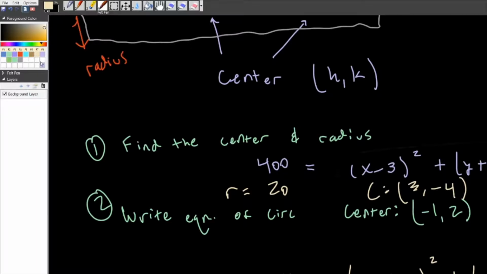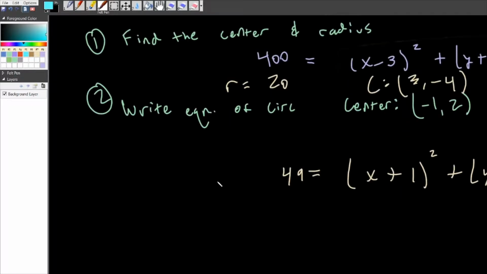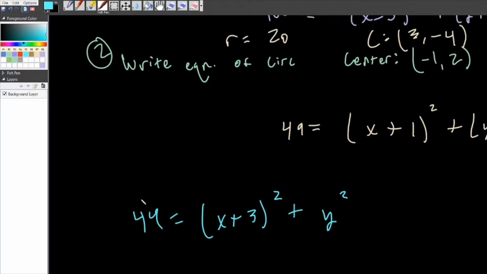So I want to make a quick comment. Imagine if we have something like 44 equals x plus 3 squared plus y squared. And so the y coordinate would be 0. But what I'm really talking about is the radius here. So the radius squared is 44. So if I want to know the radius, it's the square root of 44, which we know is 2 root 11. So I just wanted to mention that we will see some stuff like that on the homework, just simplifying square roots.